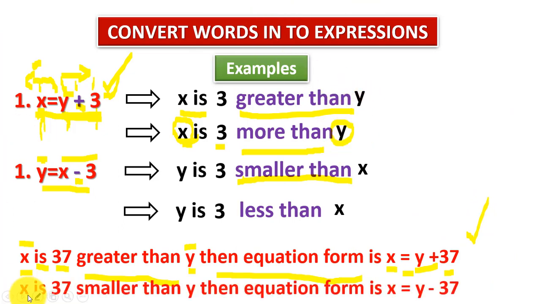Next one: X is 37 smaller than Y. Then the equation form is x equal to, 37 smaller, and smaller means you should take the minus sign, so minus 37. Then you should represent Y here. So this is the word to equation conversion.